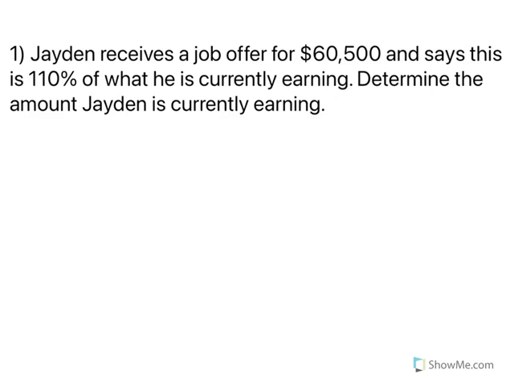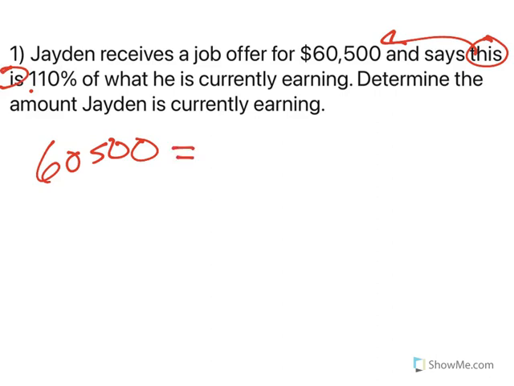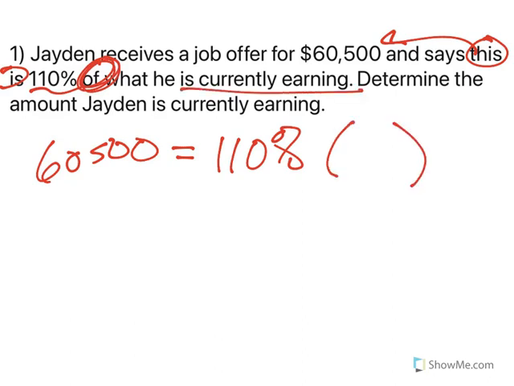Okay, so number one, Jaden receives a job offer for $60,500 and says this is 110% of what he is currently earning. Determine the amount Jaden is currently earning. Y'all, it's all about wording, right? So look at this. The 60,500 means equals 110% of, where of means to multiply, currently earning.